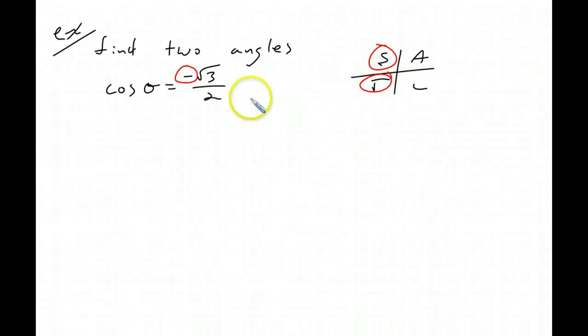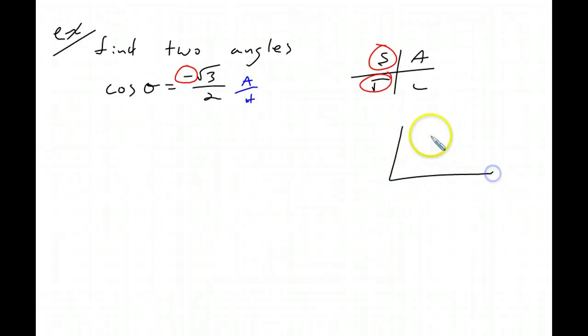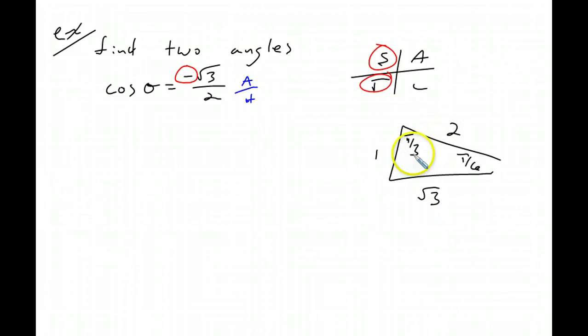So since I'm going to be in quadrants 2 and 3, the next thing I'm going to do is figure out my reference angle. Cosine is adjacent over hypotenuse, so I know my adjacent side is square root 3, my hypotenuse is 2. Well, that's in our 30, 60, 90 triangle. Pi over 6, pi over 3, square root 3 over 1 and 2. So adjacent has to be square root 3. The hypotenuse has to be 2. Well, that means pi over 6 is my reference angle. So I'm going to use that pi over 6 to figure out both of these quadrant angles.